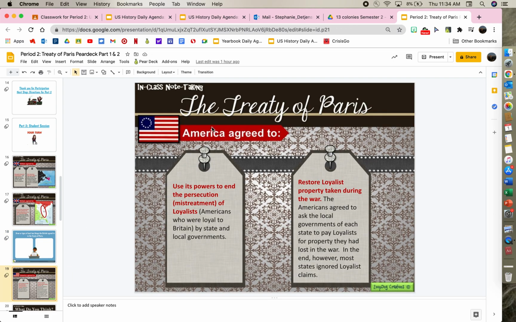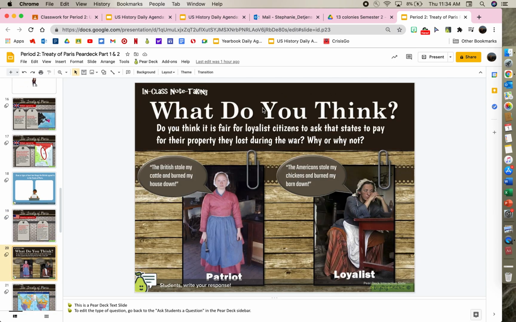Then you're going to read about what the Americans agreed to. And then you're going to answer this question. Do you think it's fair for loyalist citizens to ask that states pay for their property they lost during the war? Sorry, there's like an editing mistake on there. Why or why not? So loyalists, remember, these are people who are loyal to the crown. So they were not people who were fighting on the American side or believed that the Americans should win.